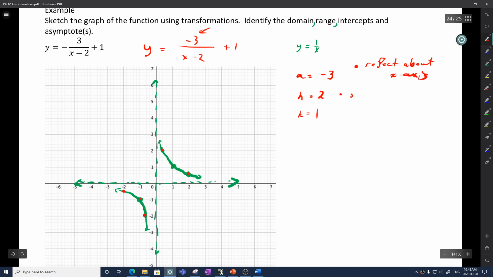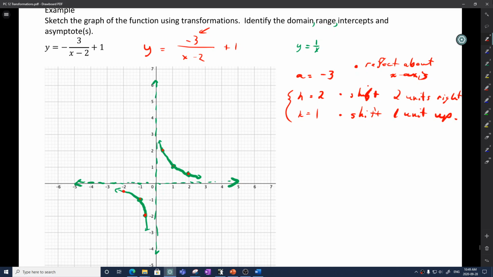We need to shift 2 units right. Also, we need to shift 1 unit up. And by the way, these shifts actually are the things that move the horizontal and vertical asymptotes.